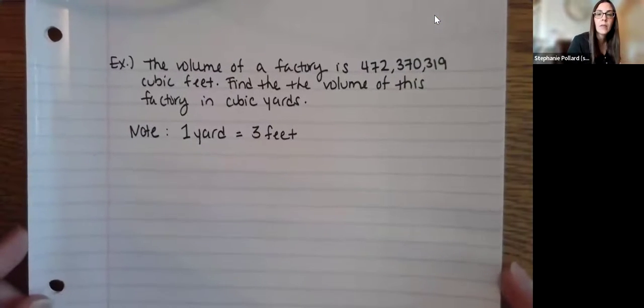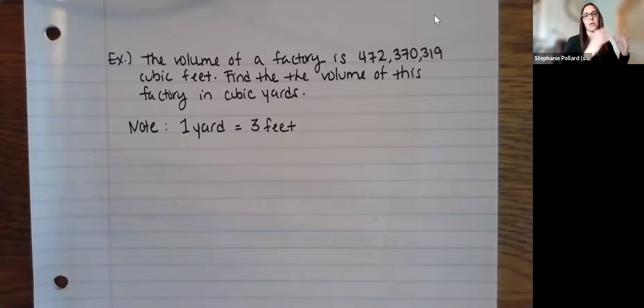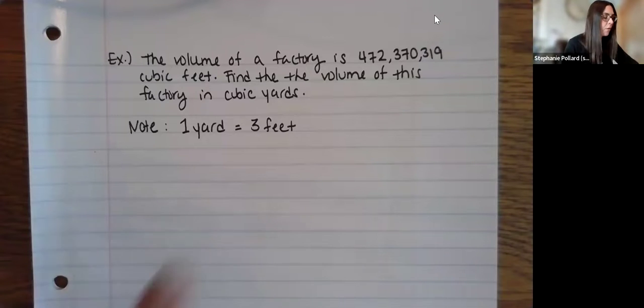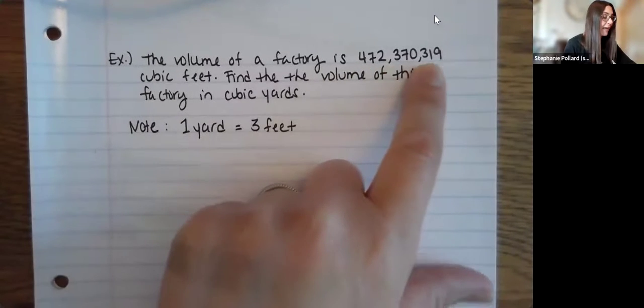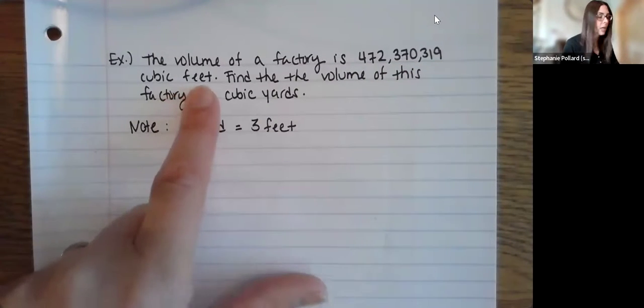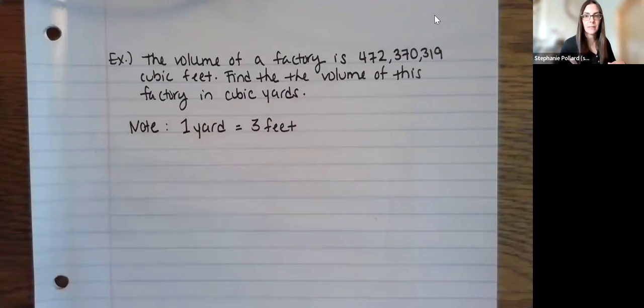And I have this one already written out. It says the volume of a particular factory. So remember, volume is 3 dimensions. So you have length, width, and height. So pretend like you have this giant box, that shape, factory. So it is 472,370,319 cubic feet. We want to find this volume, but in cubic yards instead.